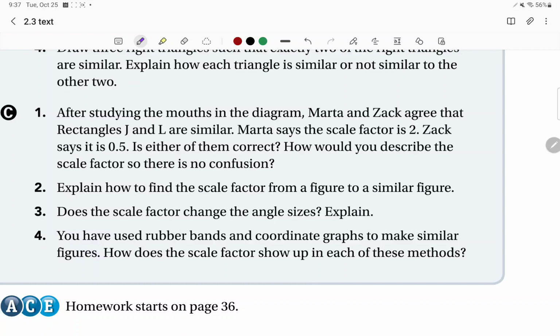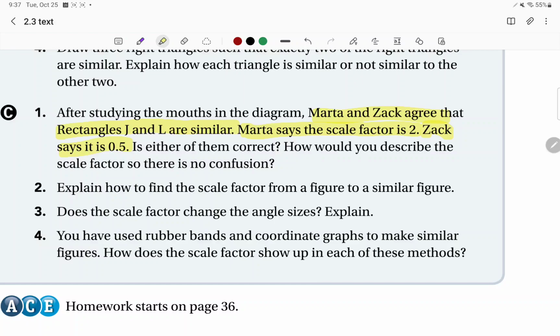Okay, and the first one, it talks about Marta and they now agree that J and L are similar. Right, so if you look at your diagram, J and L are your top 2 left ones where we found that the scale factor was 2. So Marta says the scale factor is 2. Jack says that it's 0.5. Are either of them correct?